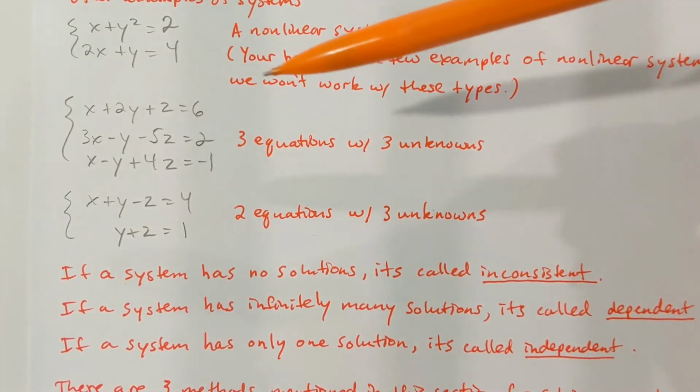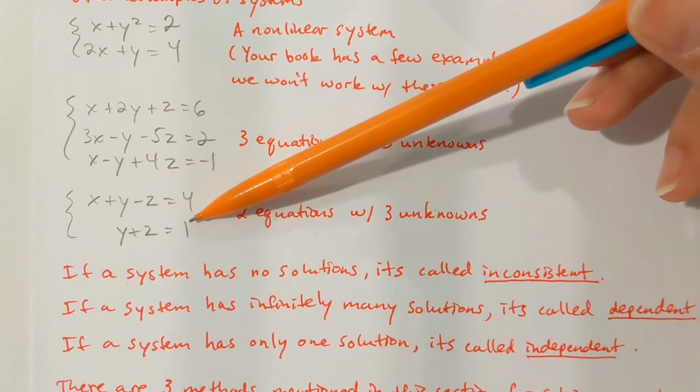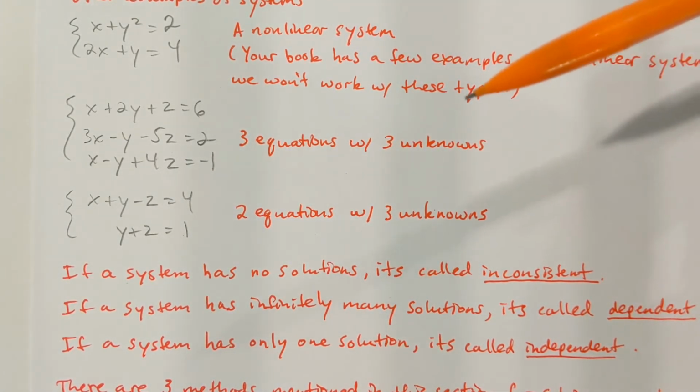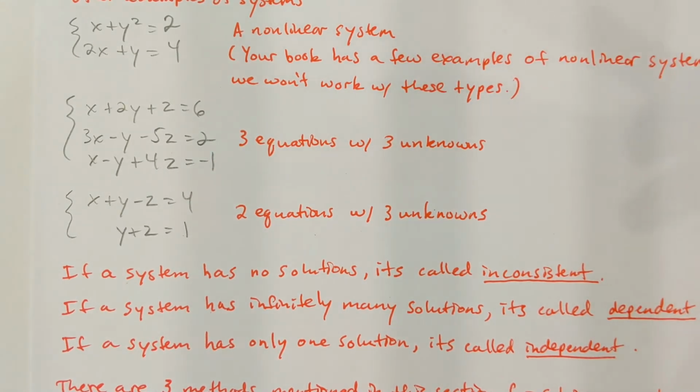Here's another example. In this one, I've got three equations with three unknowns. The three unknowns are x, y, and z. And the idea would still be the same, find x, y, and z such that all three of these equations are true simultaneously. Now the number of equations doesn't always have to match the number of unknowns. In this one, I've got two equations, but there's three unknowns. And again, the idea would be find x, y, and z such that both equations would be satisfied simultaneously.